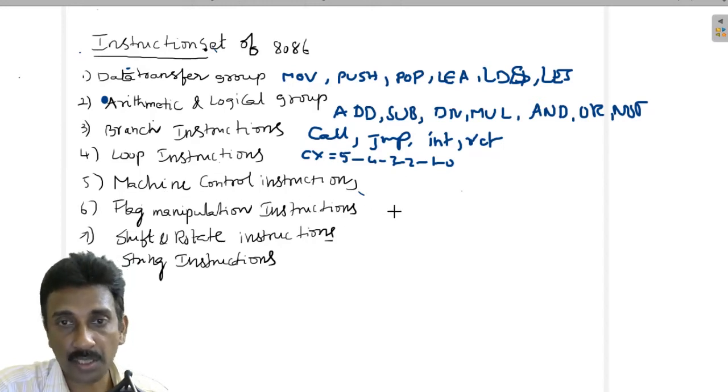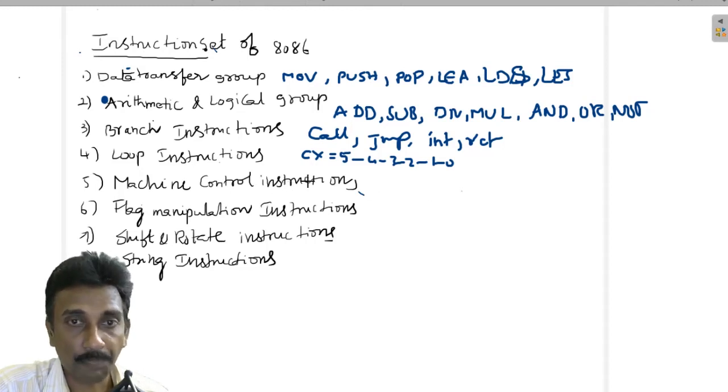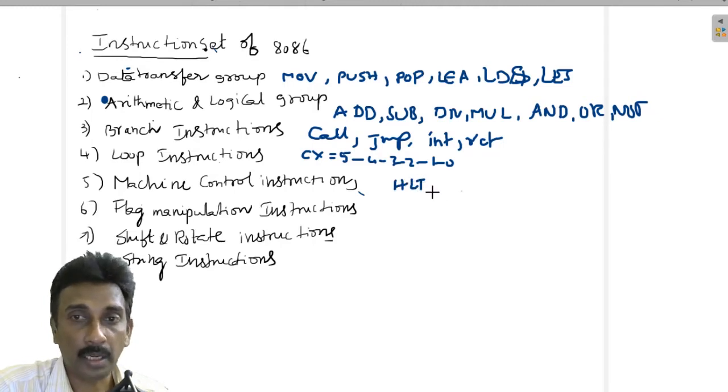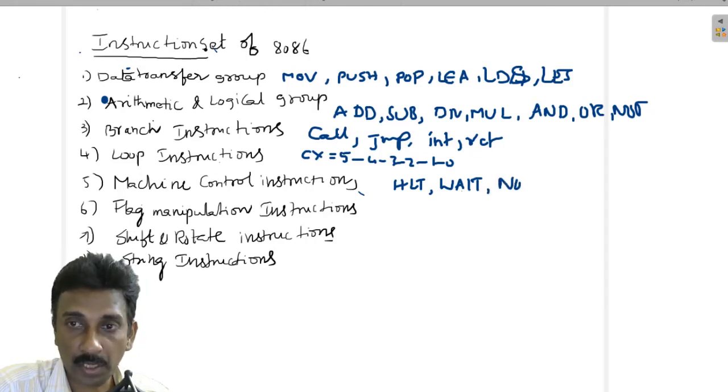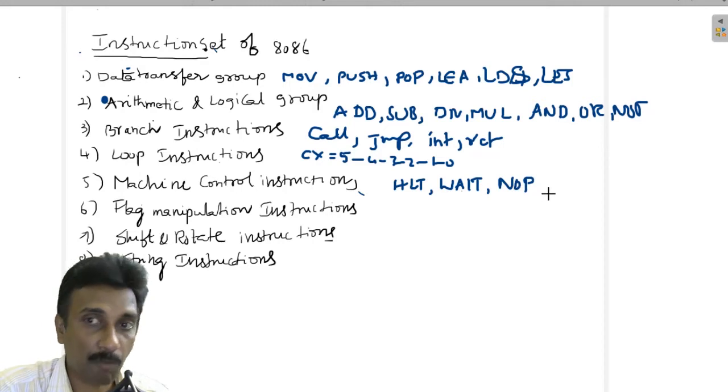Next is the machine control instructions. This is another type of instruction which can be used for knowing the status of the processor. HLT temporarily halts the program, that is the halt instruction. WAIT is another instruction. Whenever we connect peripheral devices to the processor, they need some time to synchronize together. Meanwhile, the WAIT instruction is performed. The next one is the NOP instruction. If nothing needs to be done in the processor, then the NOP instruction is included by default. So these types of machine control instructions are used for defining the status of the processor.